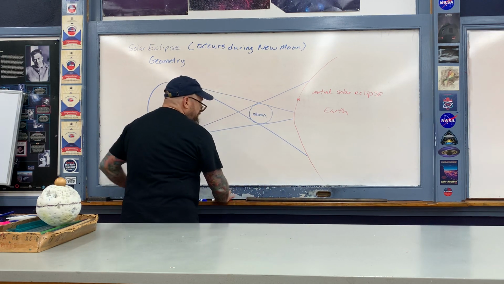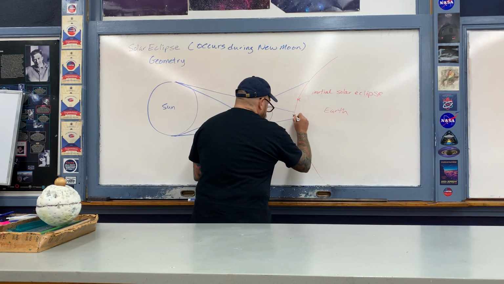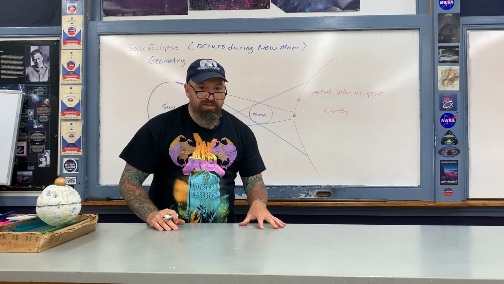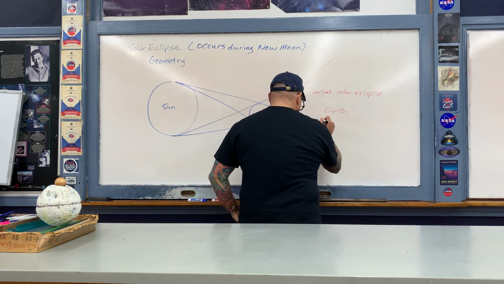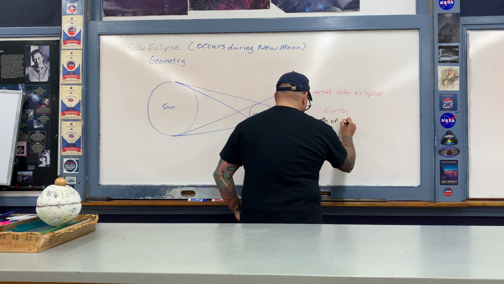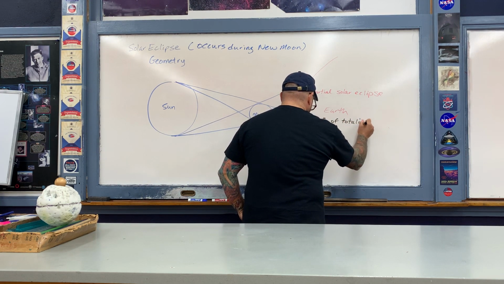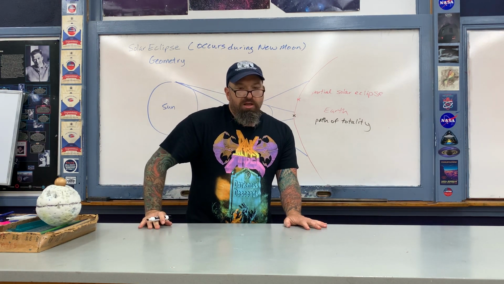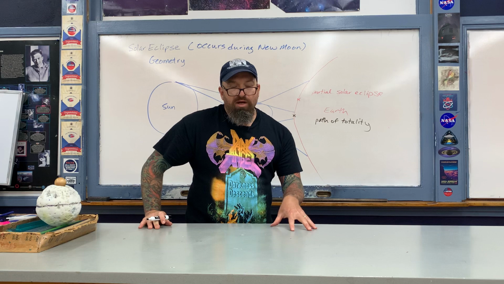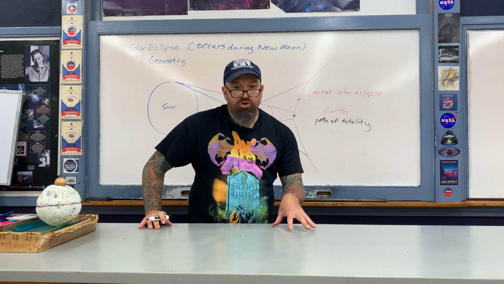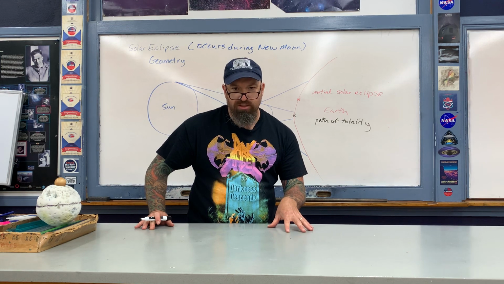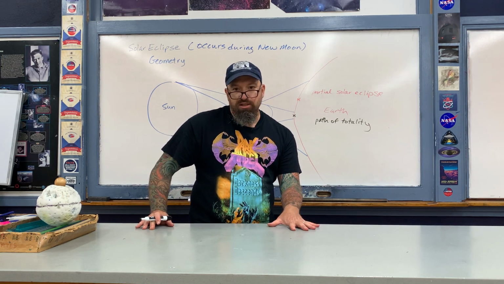Now let's say that you happen to be one of the lucky ones. You're standing right here in what is referred to as the path of totality. What is it that you're going to see? Well, first of all, the reason why the total solar eclipse is so spectacular is because of a very simple cosmic coincidence. That coincidence is as follows.